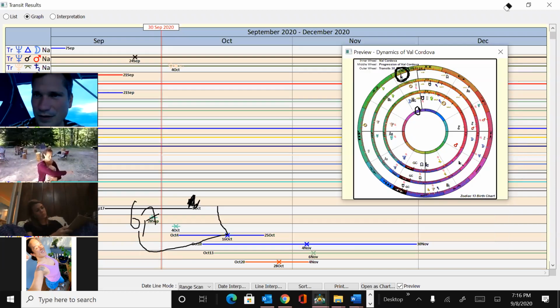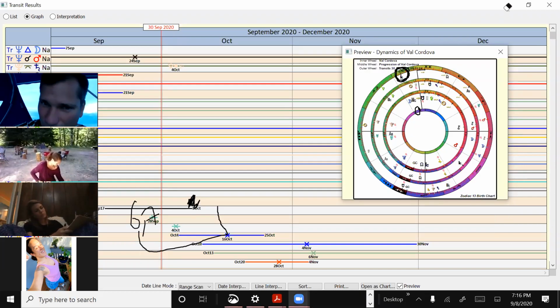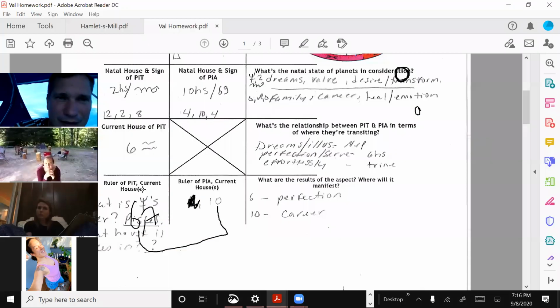But wait, before we go on, I had one question. The ruler of my planet in transit, current house, means natal, because that second column is always natal. It's never transit. The first column, all 4 categories are the transits, and the second column, the 4 categories are all natal, right? Yeah, exactly. Then the ruler of planet in transit current house would be the 10th house.